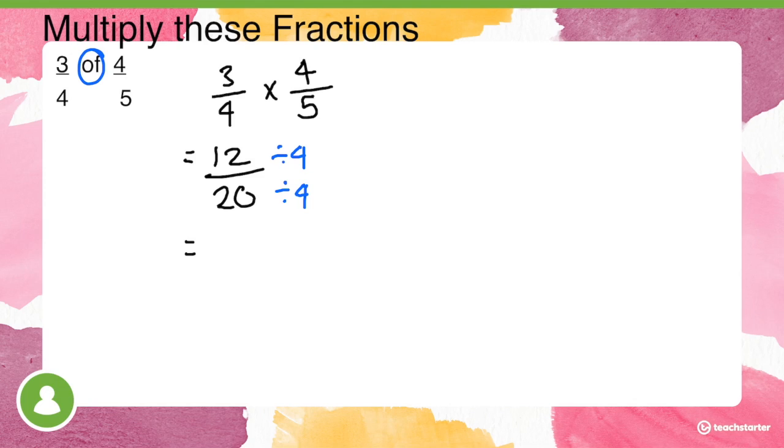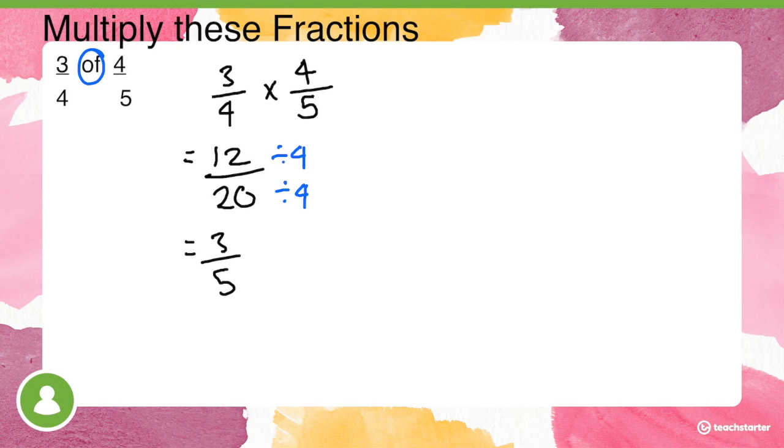12 divided by 4 is 3, and 20 divided by 4 is 5. That's simple, and that's as simple as it can get because nothing goes into 3 and nothing goes into 5. So my answer is 3/5, and that's how you multiply a fraction.